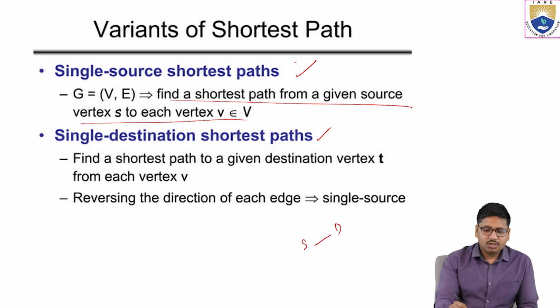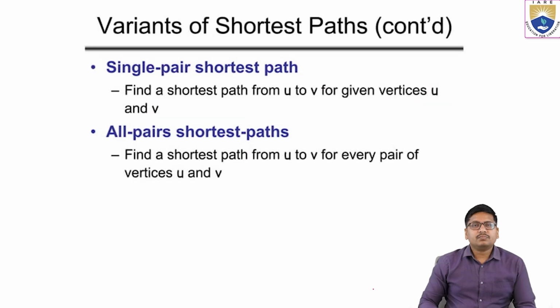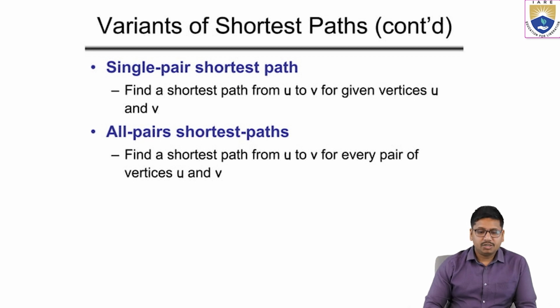So how do we find the shortest path for this? Reversing the direction of each edge turns it into the single source problem. In single source, we ask what is the shortest path from A to B, A to C, A to D, and A to E, like this. But in this case, what should be the shortest path from A to E only?